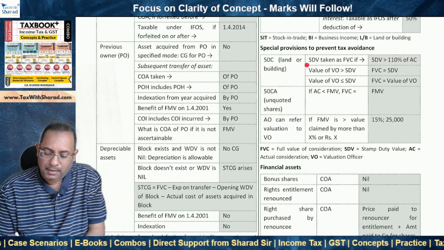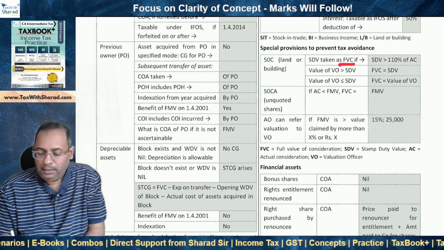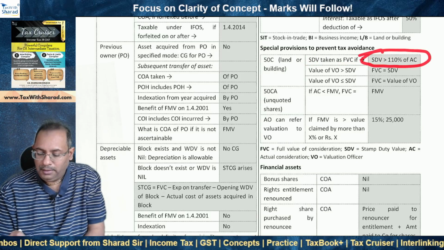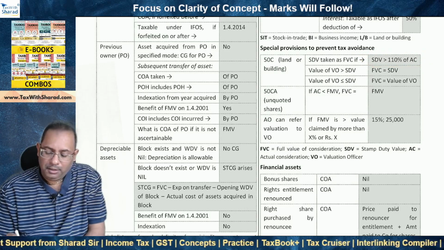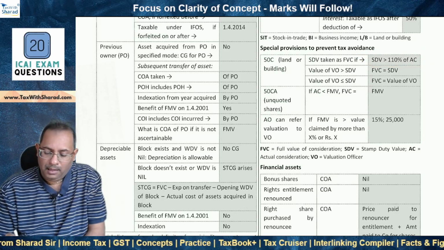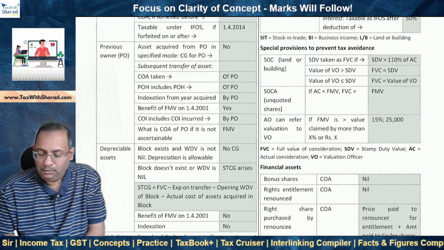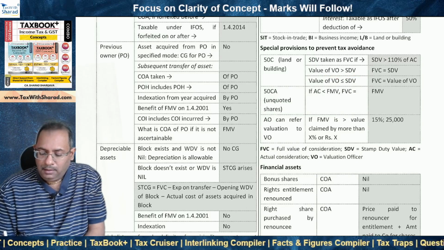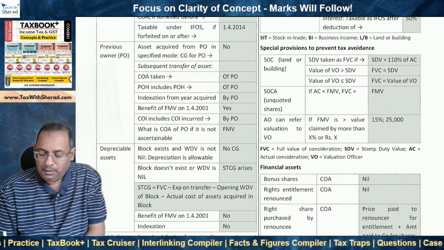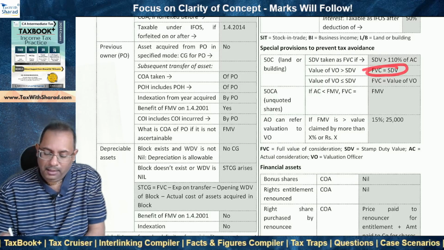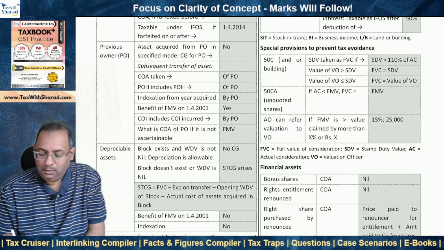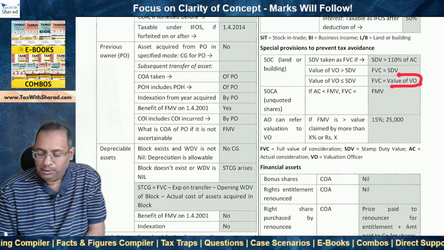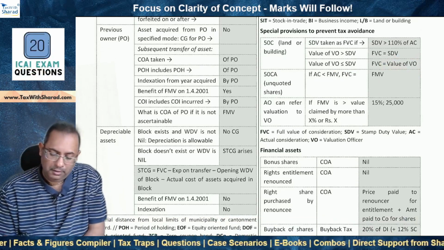In that case, the stamp duty value is taken as the full value of consideration if the stamp duty value is more than 110% of the actual consideration. Where the valuation is referred to a valuation officer and it determines the value, then if the value of valuation officer is more than stamp duty value, then the FVC, full value of consideration, is taken to be the stamp duty value. However, if the value of valuation officer is not more than stamp duty value, then the value of the valuation officer is taken to be the full value of consideration.